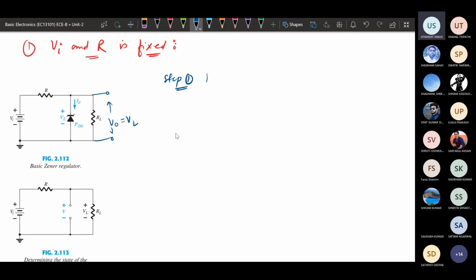So the first step is to determine the region of operation of the Zener diode. We need to find out what is the mode of operation of this Zener diode. Once we know the mode of operation, based on the mode of operation, we need to find out the voltages. To find out the voltages, we need to substitute this Zener diode with its equivalent circuit.